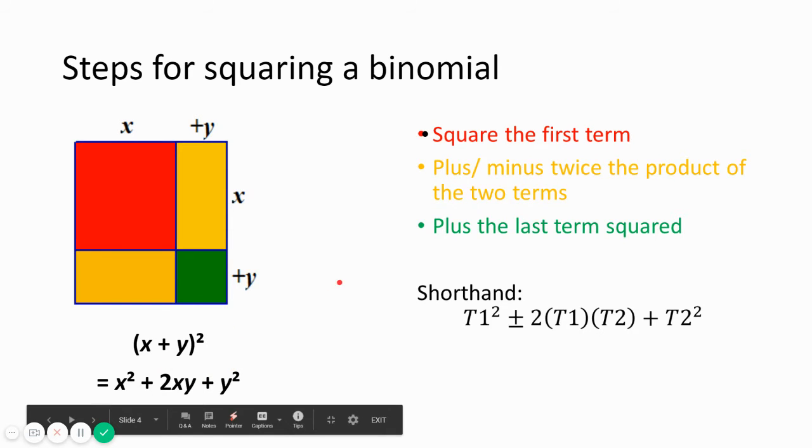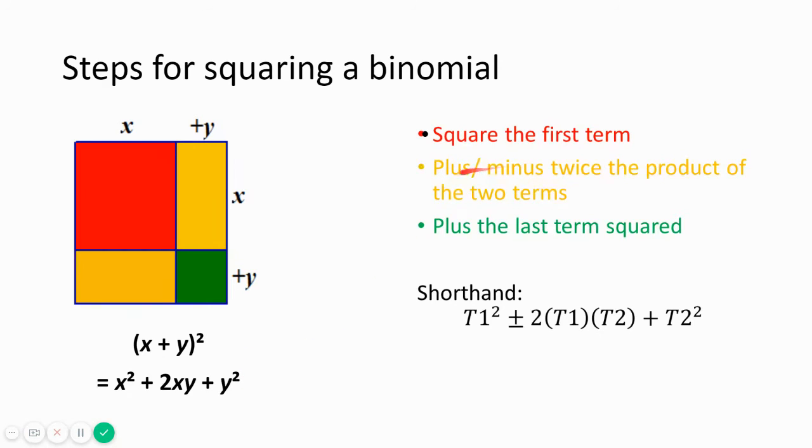And then the last step is you add the last term squared. We'll get onto the thing about pluses and minuses, and why it's always plus the last term squared, in a moment. But for now, what we saw is that we took the first term and we squared it. We had plus or minus twice the product of these two. X times y is xy, and there's two of them because it's this one and this one, twice the product of the two terms, and then it's the last term squared.